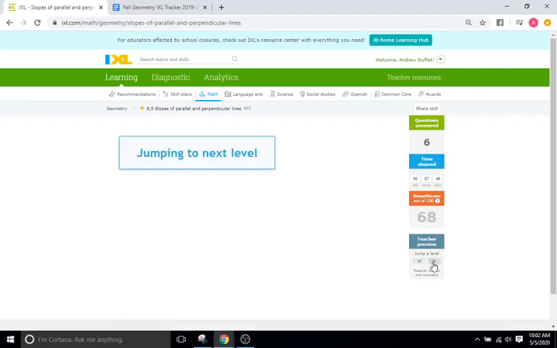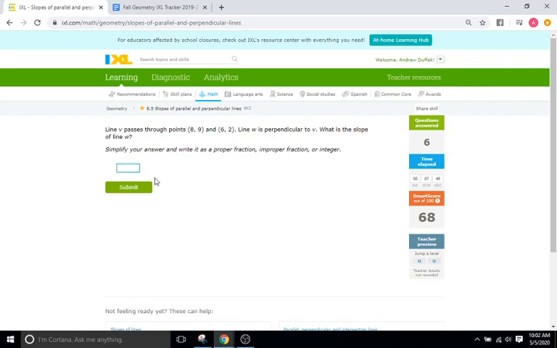Okay. Skip. Line V passes through points (8, 9) and (6, 2). Line W is perpendicular to line V. What is the slope of line W? Okay, same type of problem, just an extra step. So you want to find the slope of line V first by doing y2 minus y1 over x2 minus x1. And therefore, you find the slope of line V, right? Change of y over change of x, or rise over run. After you have that slope, you know the other line is perpendicular, so you're just going to take the opposite reciprocal of whatever answer you get and plug it in.